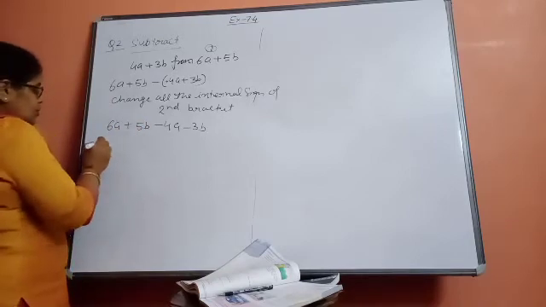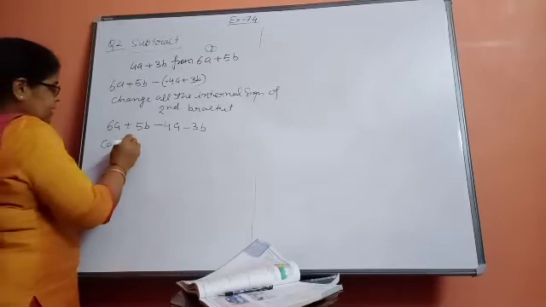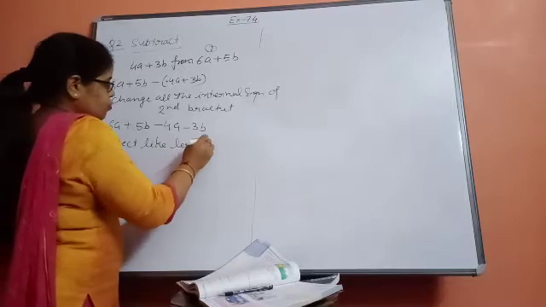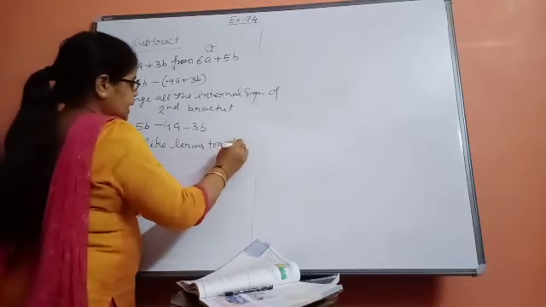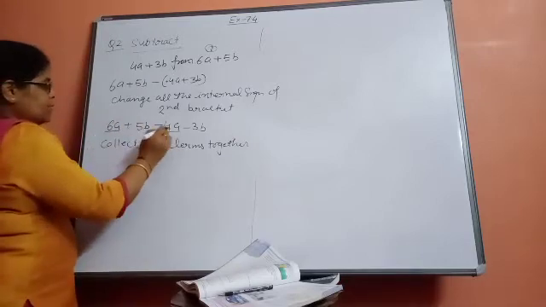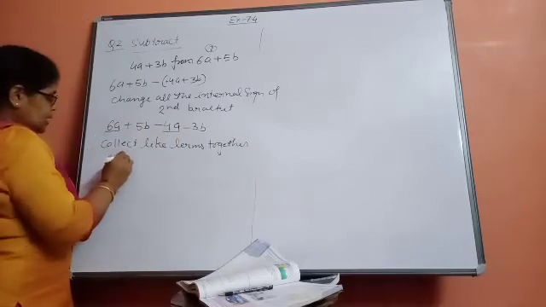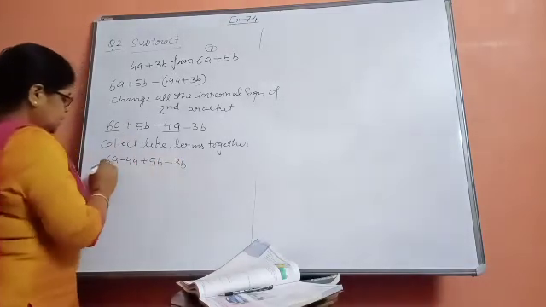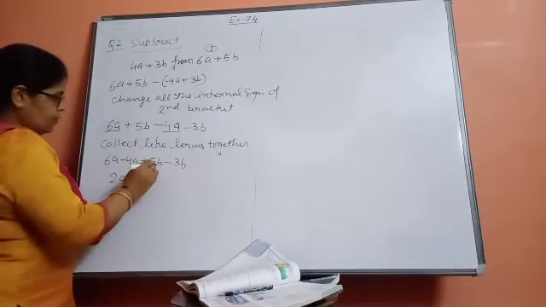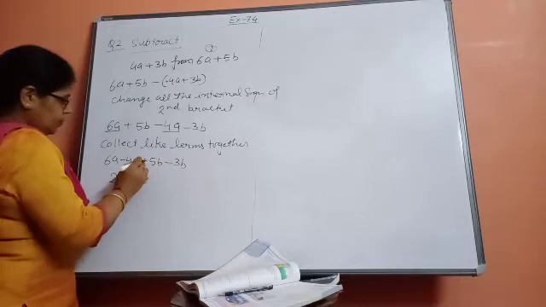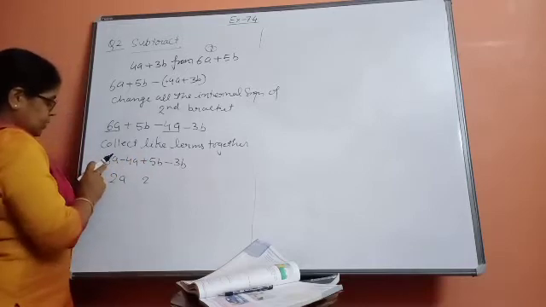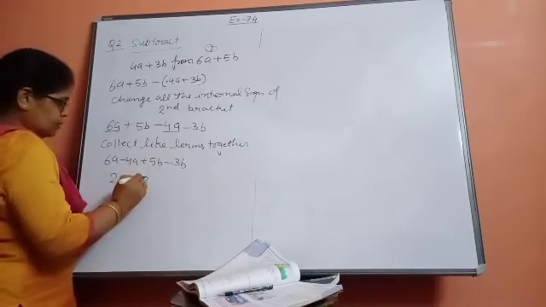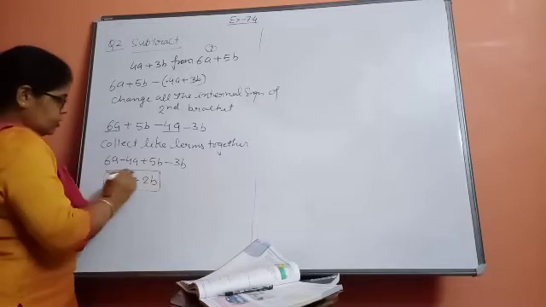Okay beta. Now what will you do? Collect like terms together. So collect like terms now. You can see that 6a and minus 4a, write them together: 6a minus 4a. Then plus 5b and minus 3b. 6 minus 4 is 2, so 2a. 5 minus 3 is 2. And what sign? The greater value has plus, so it will become 2a plus. And here also the bigger number has the plus sign, so it will become plus 2b. So in this way, this will be your answer.